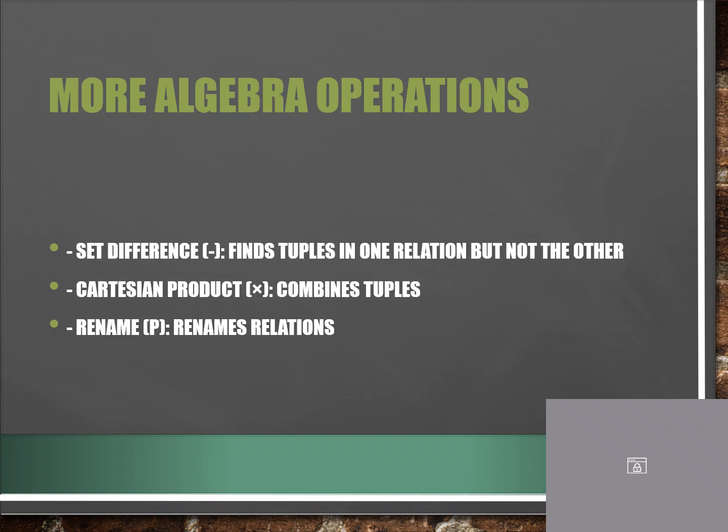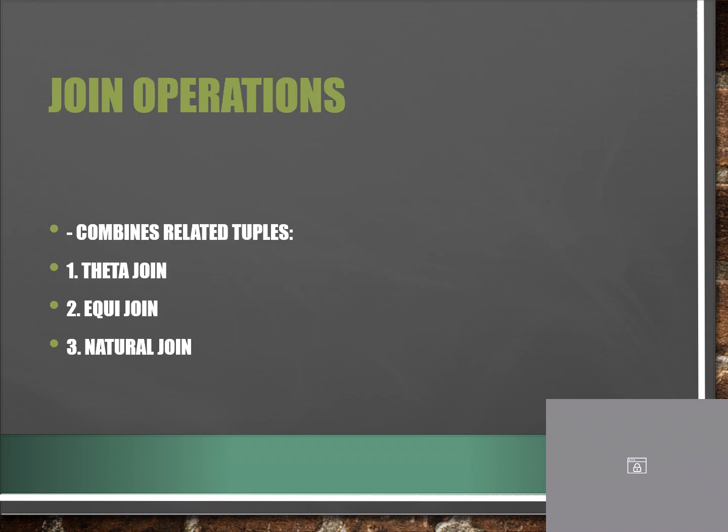The next slide is more algebra operations. The three operations are set difference, Cartesian product, and rename. Set difference finds the tuples in one relation but not in another relation; difference is nothing but minus. The Cartesian product combines the tuples and is represented with the symbol times. Rename renames the relations. The next slide is join operations, which combine related tuples, like theta join, equijoin, and natural join.